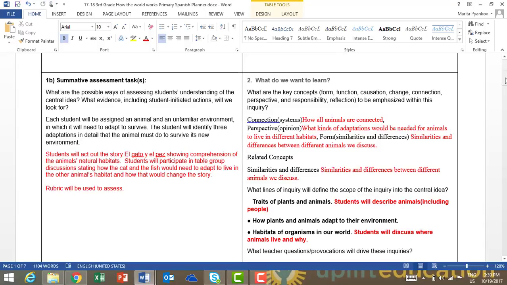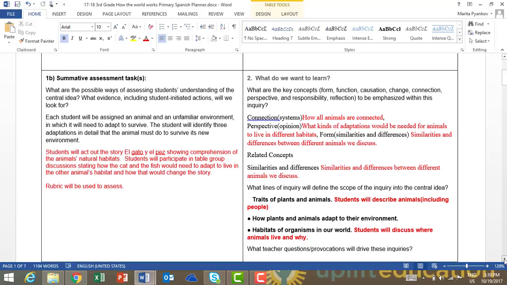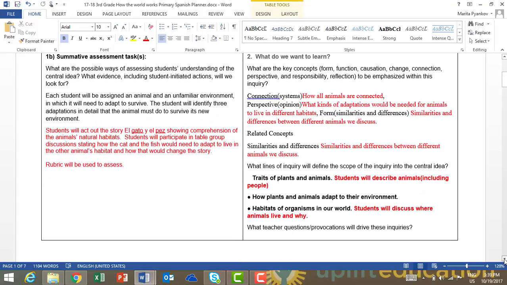Okay, I'm going to hop back over to the unit planner, and I'm going to look at box 2. And again, because I am connecting and collaborating with the grade level, these are things that they already created, and the part in red is what I'm going to do in Spanish, how it's going to work in Spanish. So when they have the key concepts here, these are all of them if you look up at the top here, and then these are the ones that they chose to focus on. And they worked really well for me.